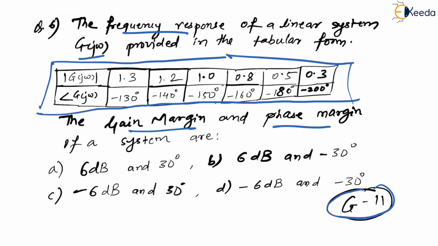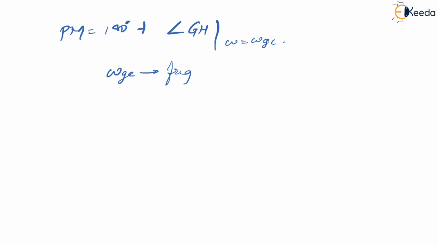What we will do first is, let us write down the formula of gain margin and phase margin. What is phase margin? Phase margin is 180 degrees plus angle of GH at omega equal to omega GC, right? Now, what is omega GC? Omega GC is the frequency where the magnitude plot turns out to be 1.